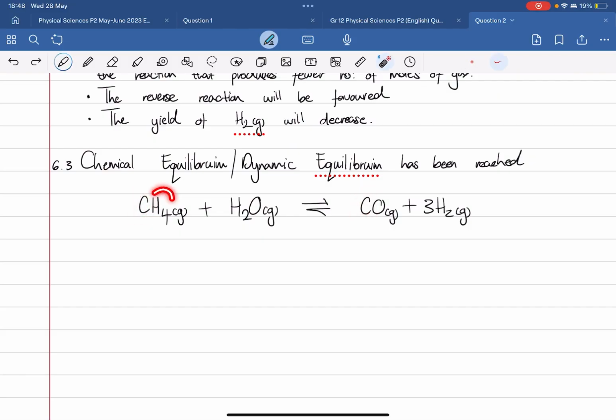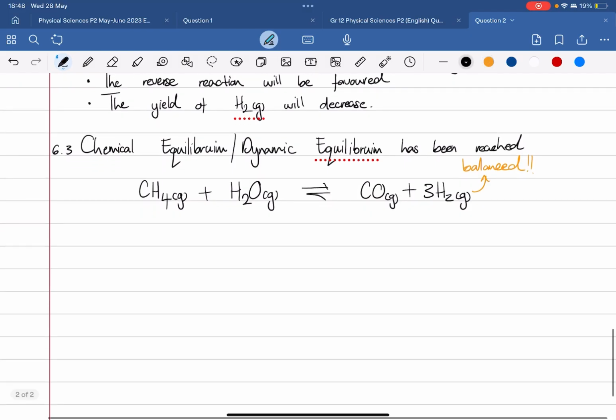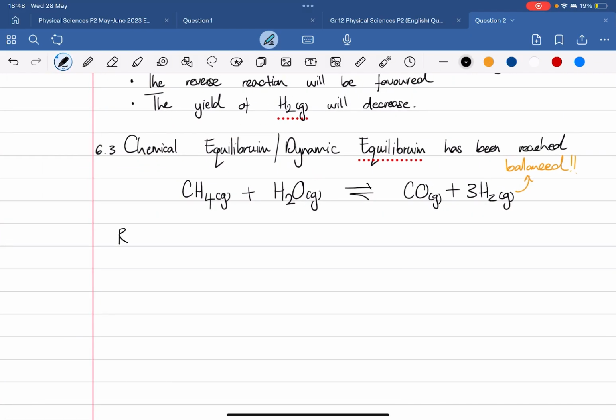I've got 4 plus 2 hydrogens, so 6 hydrogens. And then on the right, I've got 6 hydrogens. I've got 1 oxygen on the left, 1 oxygen on the right. So therefore, this reaction is balanced. So always check, right? So always check that this is balanced. All right. Then you can set up your RICE table.